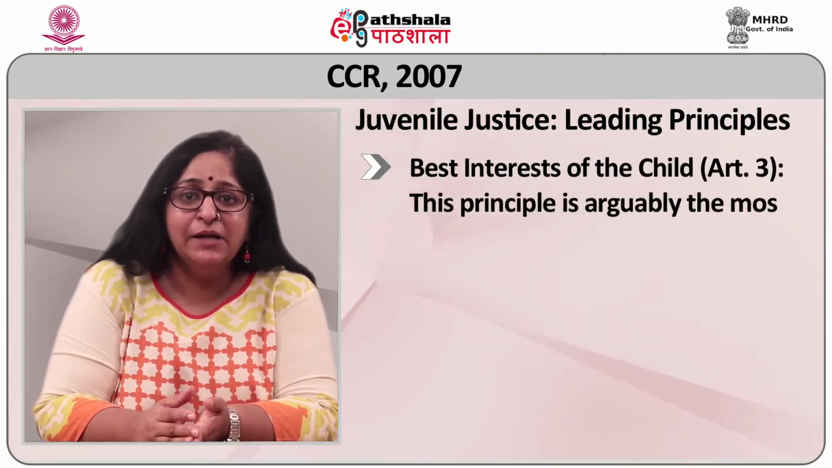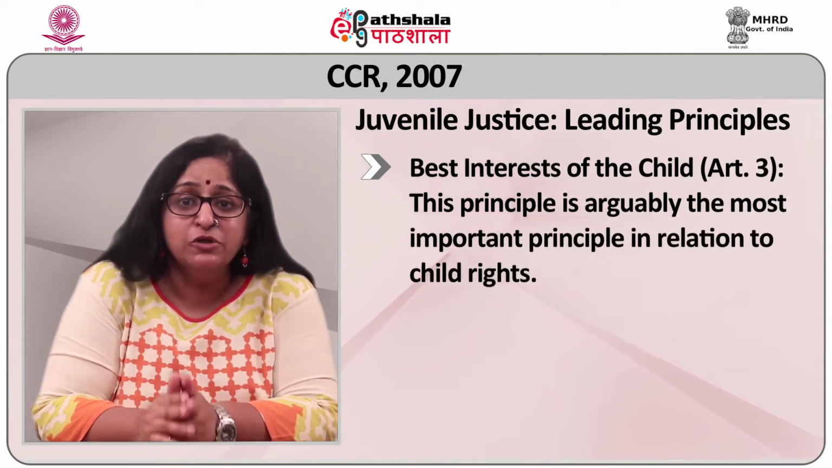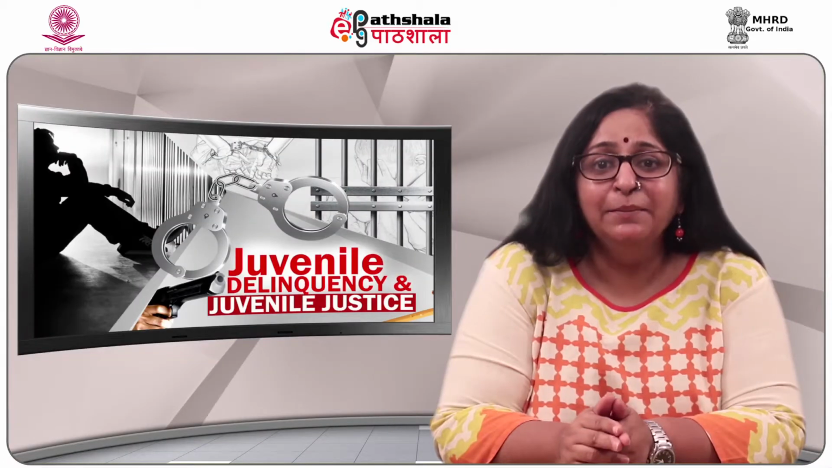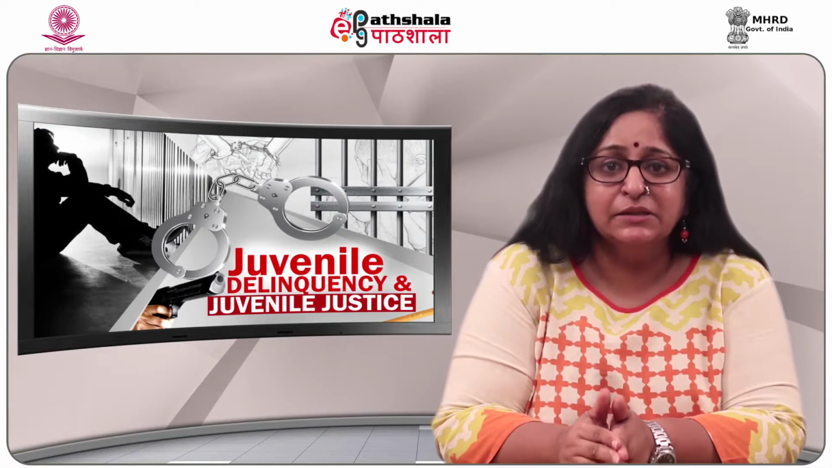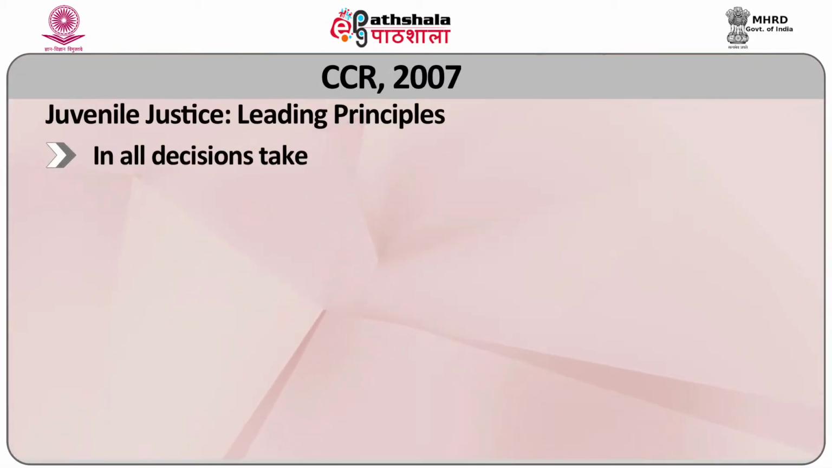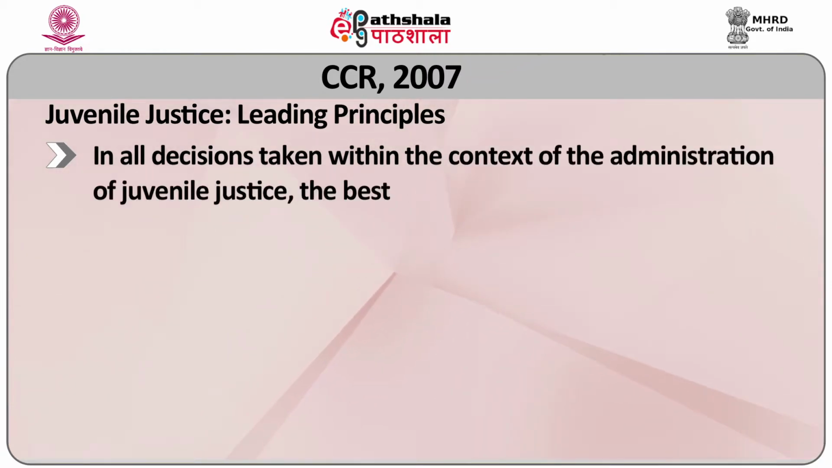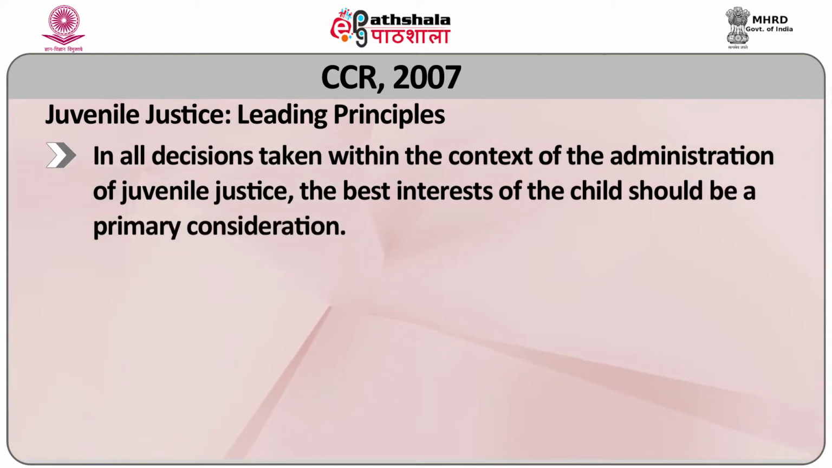Second principle, best interest of the child. This is enshrined in Article 3. This principle is arguably the most important principle in relation to child rights. The committee explained this in the context of juvenile justice in the following words. It said, in all decisions taken within the context of the administration of juvenile justice, the best interest of the child should be a primary consideration.